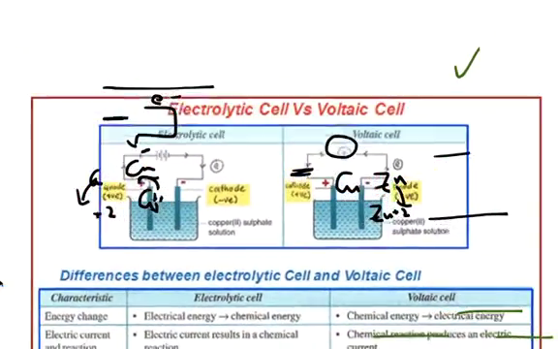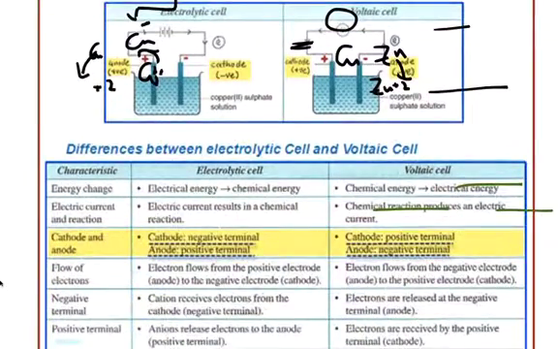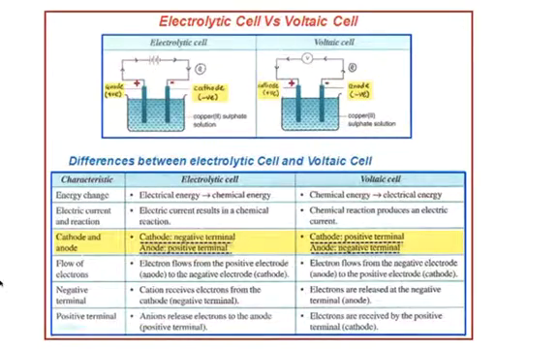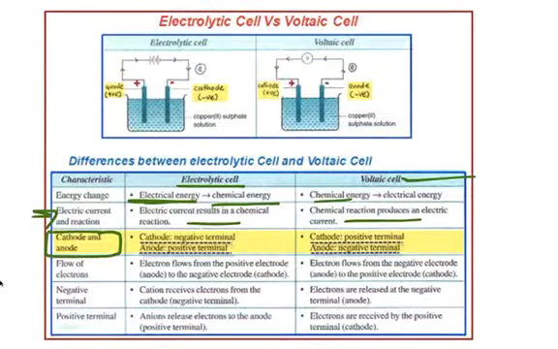So, a nice little summary of these things. We can just go down the list here. Notice again, in the voltaic cell, the chemical energy becomes electrical. In our electrolytic cell, we're providing the electrical energy to make a chemical reaction, essentially. The electrical current results in the chemical reaction here. The chemical reaction produces the current. That we already know. Here's the big difference, highlighted in yellow: the cathode and anode.